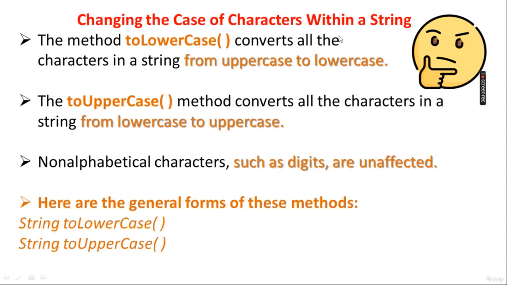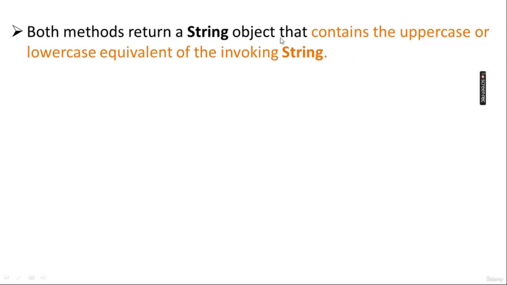Changing the case of the characters in a string. toLowerCase and toUpperCase are methods to change the case of the characters. The method toLowerCase converts all the characters in a string from uppercase to lowercase. The toUpperCase method converts all the characters in a string from lowercase to uppercase. Non-alphabetical characters such as digits are unaffected. Here are the general forms of these methods. Both methods return a String object that contains the uppercase or lowercase equivalent of the invoking string.